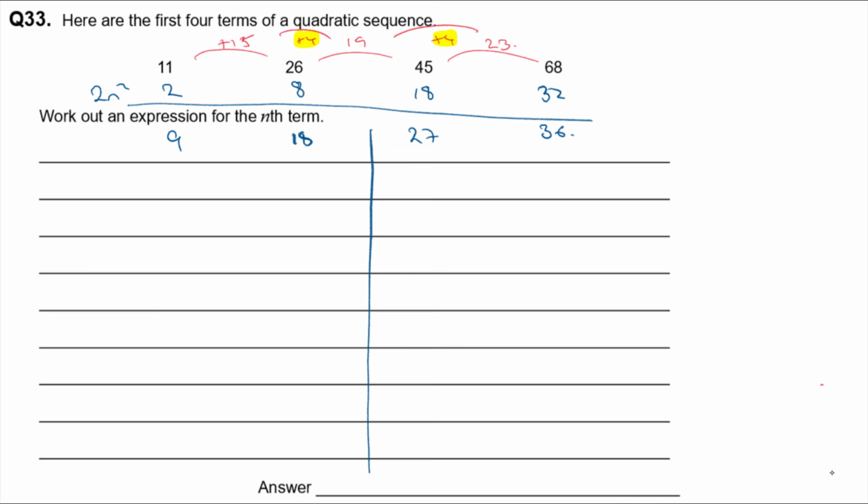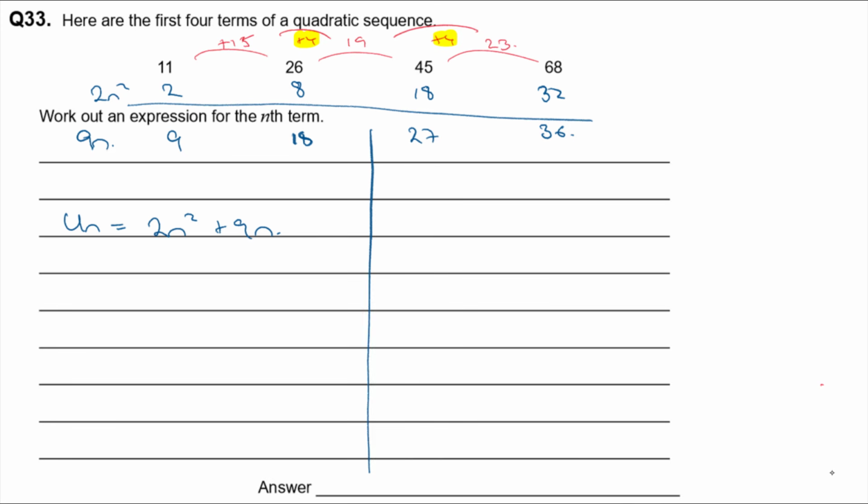Actually, it's just 9n, isn't it? So this is the sequence 9n. Okay. So if I take 2n squared away from my original sequence, I end up with 9n. Therefore, un is going to be 2n squared plus 9n. Okay, those two things together make your sequence.